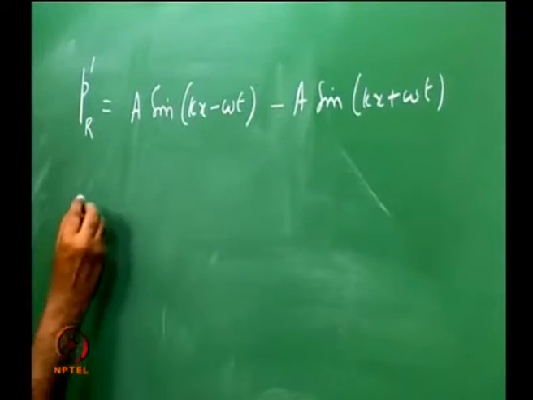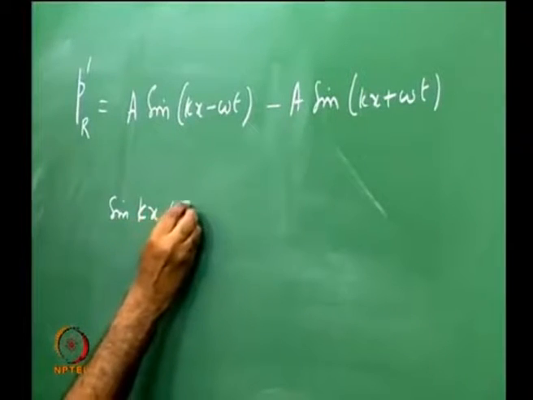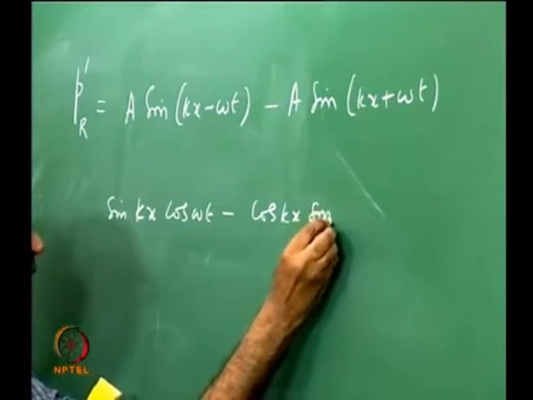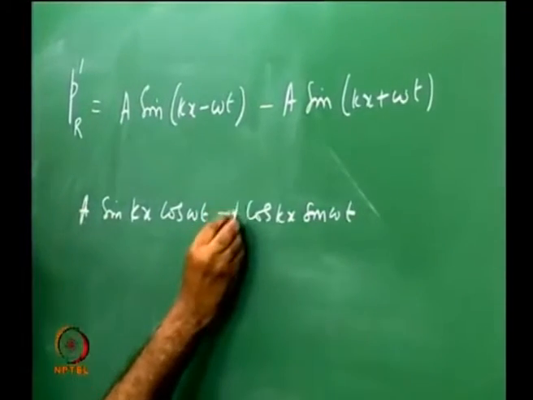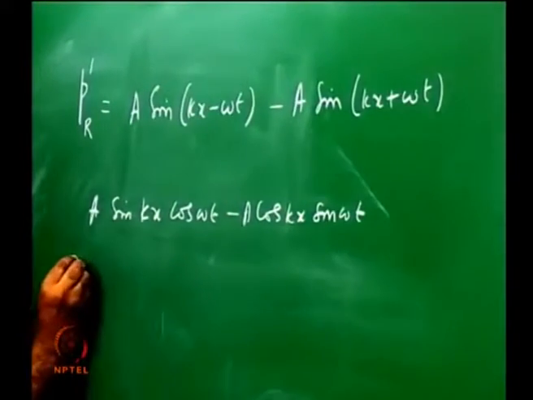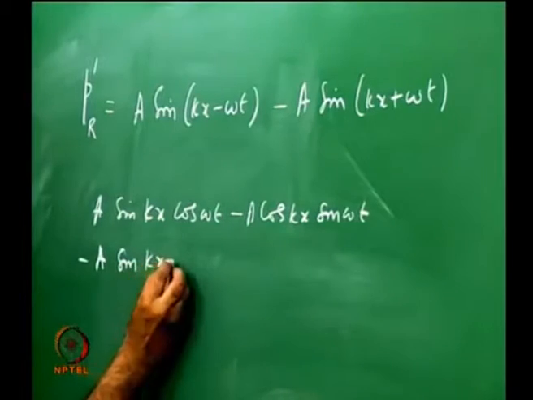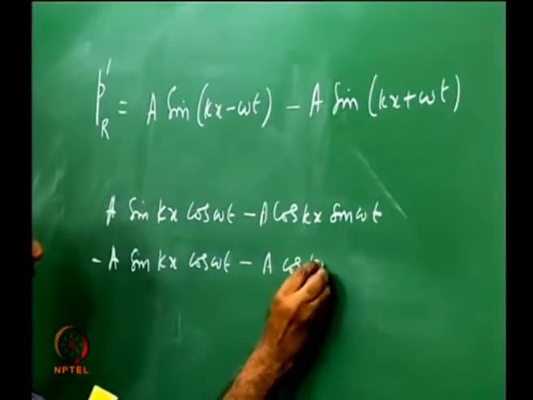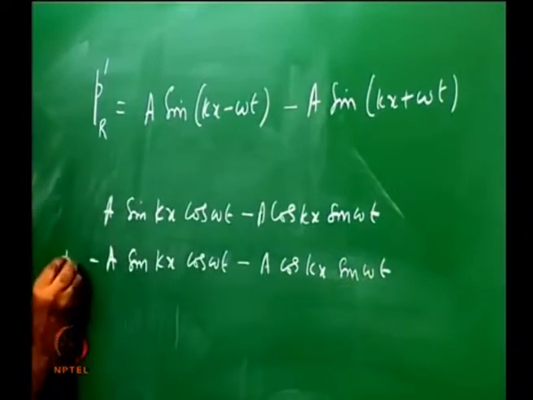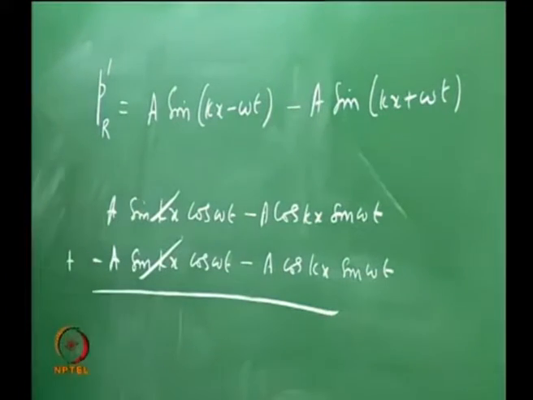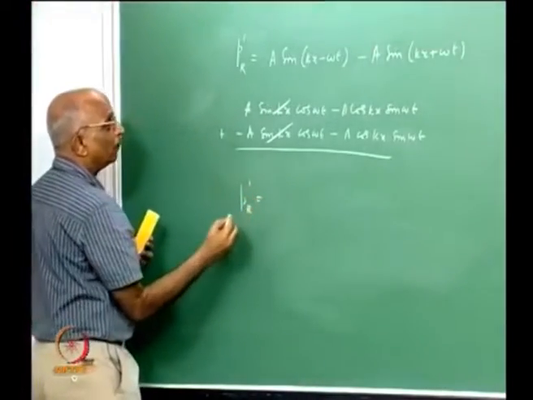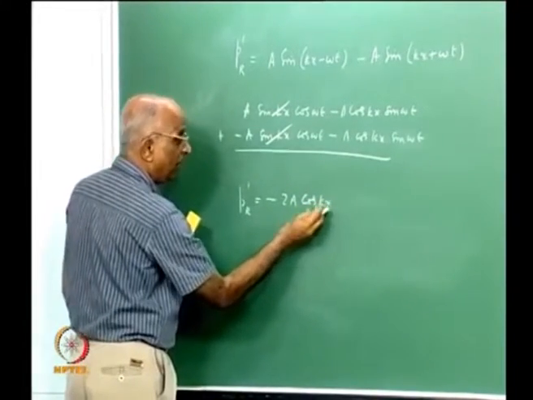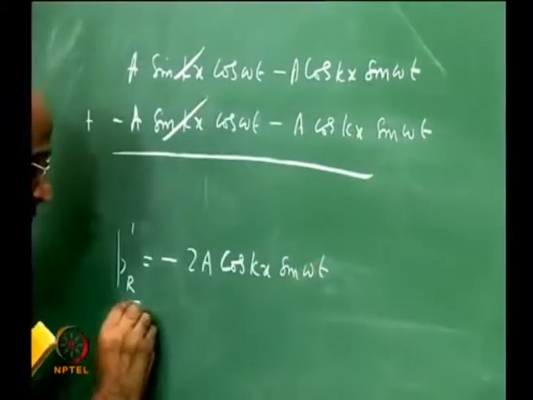Sin(kx minus omega t) is equal to sin kx cos omega t minus cos kx into sin omega t, and since I have A for the first term, the second term becomes minus A sin kx into cos omega t, and now I have plus here, therefore, it is minus A cos kx into sin omega t. I add these two things together, I find this term drops off, and therefore, the resultant wave is equal to minus 2A into cos kx, that is wave number, into sin omega t.